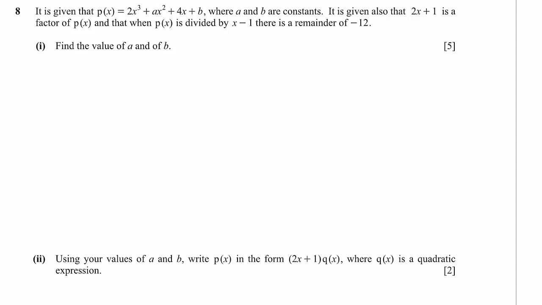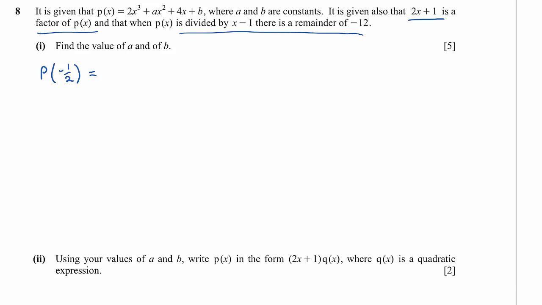It's given that p of x is 2x cubed plus ax squared plus 4x plus b, where a and b are constants. We know that 2x plus 1 is a factor and that there's a remainder of negative 12 when it's divided by x minus 1. So for 2x plus 1, we want to evaluate p of negative a half.